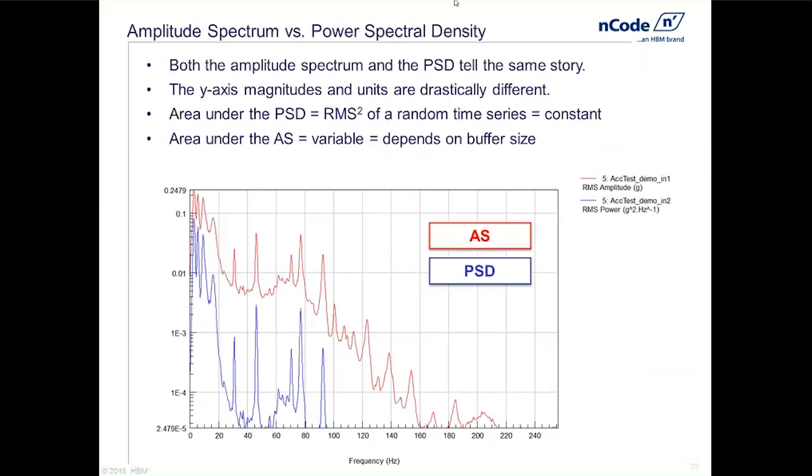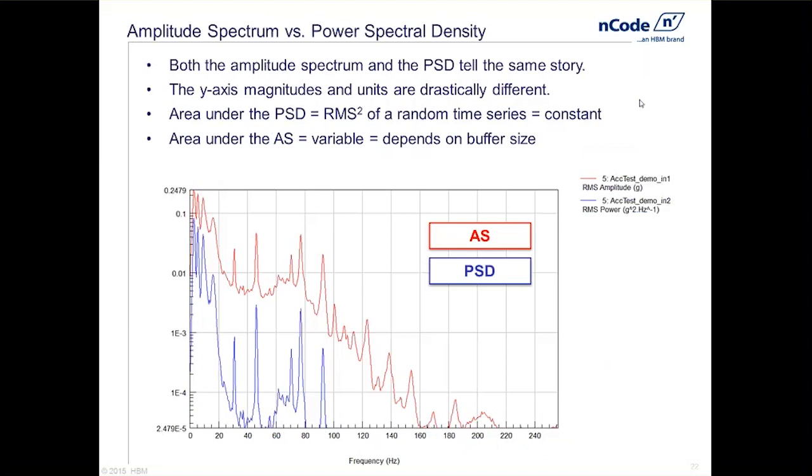We also have the ability to change the type of spectrum that we're looking at. We can choose amplitude, we can choose power, we can choose energy. These are all going to be options available inside of the frequency spectrum glyph. They are essentially telling you the same story. The y-axis magnitudes and units will be different. It's something you can expect.